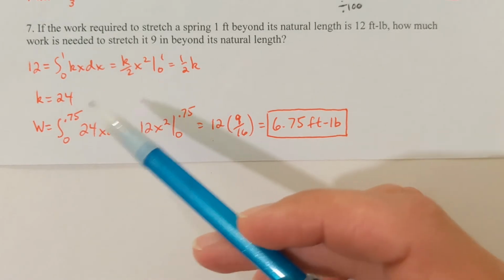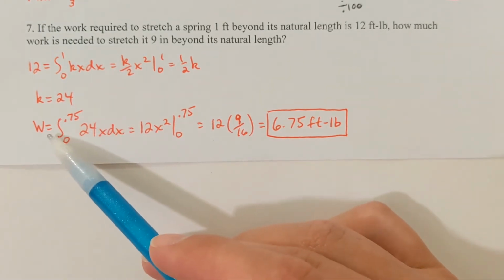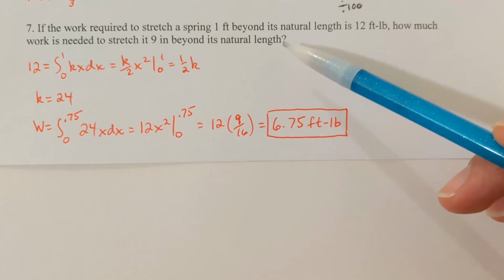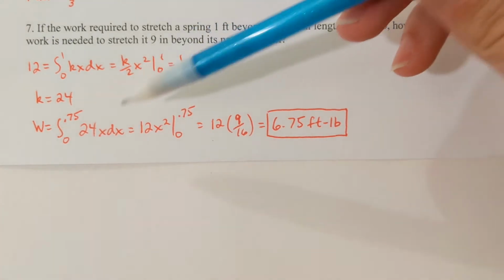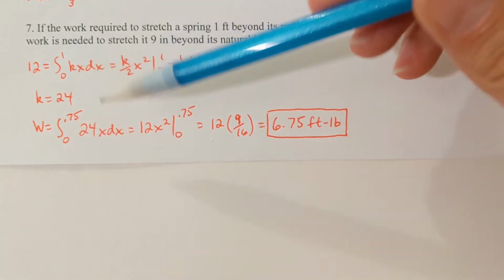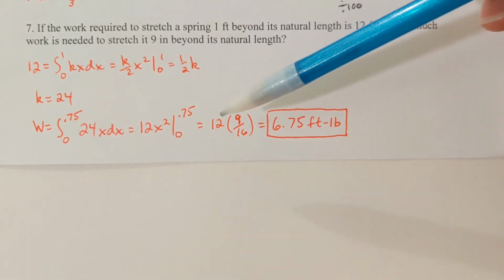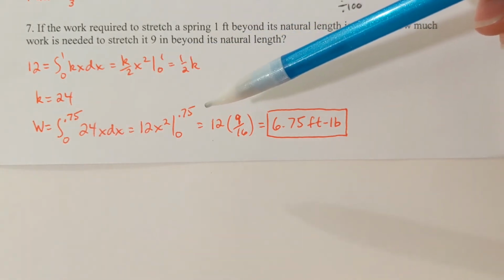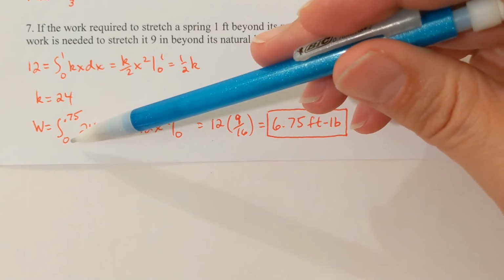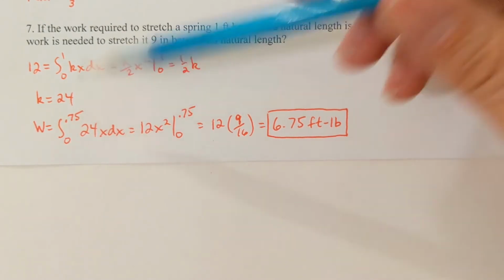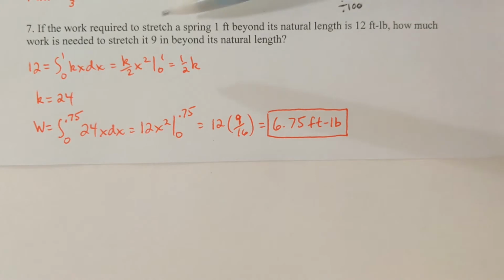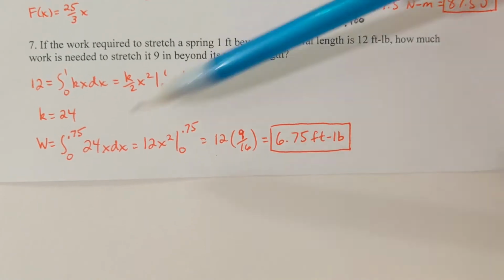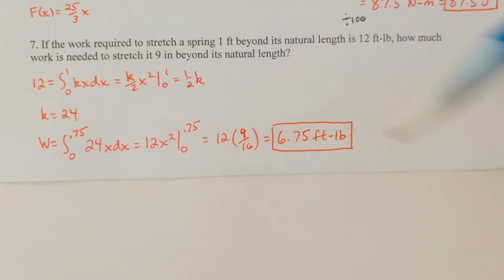Okay, so now I want to find the work done in stretching the spring 9 inches beyond its natural length. K is 24, so inside the integral, the integrand would be 24x. And my bounds, I'm going to go 0 to 3/4. Now, again, pay attention to the units here. We're going 9 inches. Here's 1 foot. 9 inches is 3/4 of a foot. I'll have students mess this up and they'll go 0 to 9. They're not paying attention to the units there.